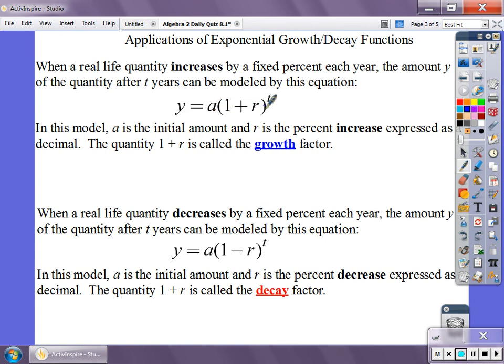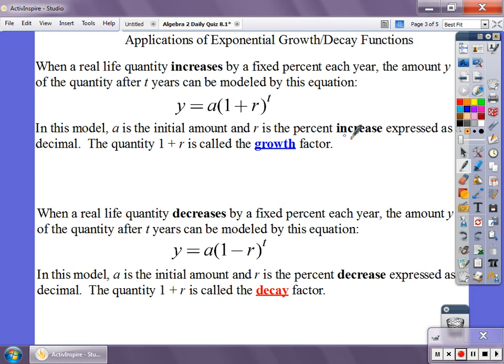And it's going to be our job to fill in numbers for a and r, and then we're going to use t to figure out the value of, for example, the home after so many years. Now in this model, a is the initial amount. So for example, if you purchased your home for $200,000, the initial value of your home is $200,000, so a would be $200,000. If you bought your car for, say, $30,000, a would be $30,000.